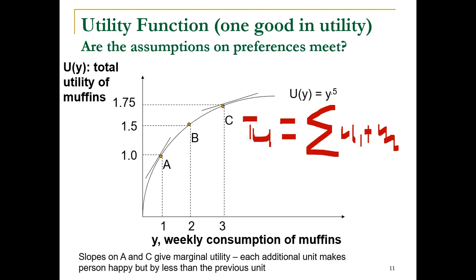Okay, so here is a situation where we have got the weekly consumption of muffins, and then we are trying to measure the total utility that we are going to derive from the consumption of these, right? So when you consume 1 unit, you are getting 1 util, or 1 level of satisfaction. When you consume 2 units, you are getting 1.5 levels of satisfaction. When you consume 3 units, you are getting 1.75 levels of utility.